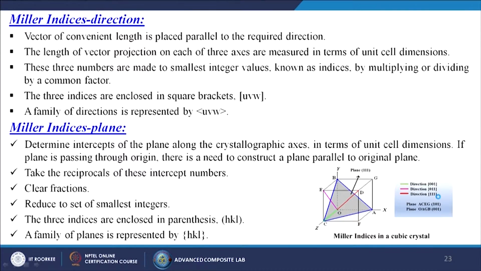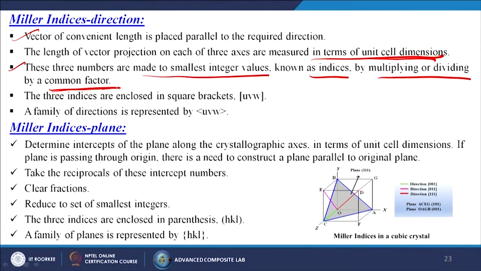Miller indices for directions: a vector of convenient length is placed parallel to the required direction. The length of the vector projection on each of the 3 axes is measured in terms of the unit cell dimensions. These 3 numbers are made to the smallest integer values, known as indices, by multiplying or dividing by a common factor. The 3 indices are enclosed in square brackets like this way, U, V, W. A family of directions is represented in this manner: less than U, V, W, greater than.